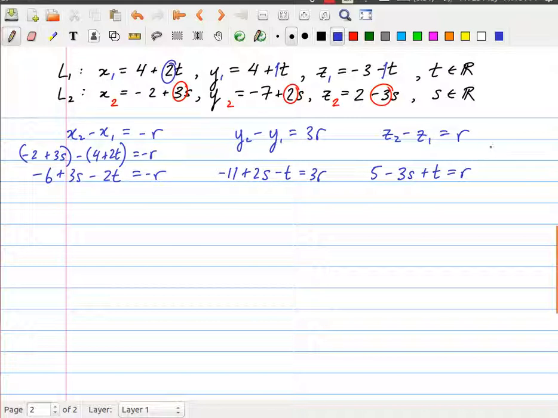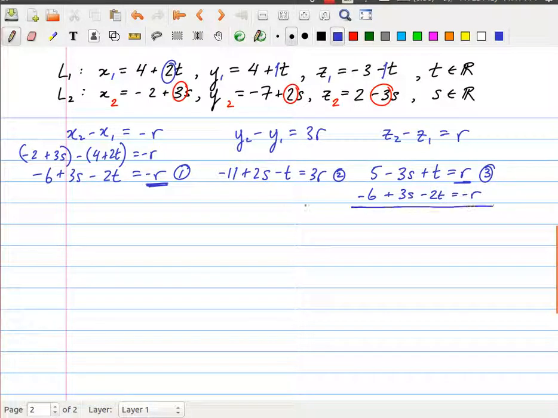So now that I've got those three equations, let's go ahead and label this as equation 1, equation 2, equation 3. And I have three equations and three unknowns, r, s, and t. So I should be able to solve this system of equations. So taking a look across, well, I see a negative r here and a positive r over on equation number 3. So I think I'm going to take equation number 1. I'm going to rewrite it here, negative 6 plus 3s minus 2t equals negative r. And then I'm going to add equation 1 to equation 3.